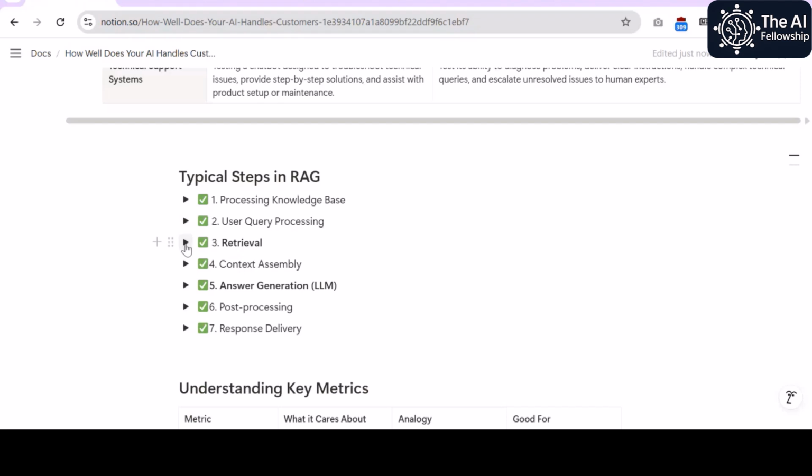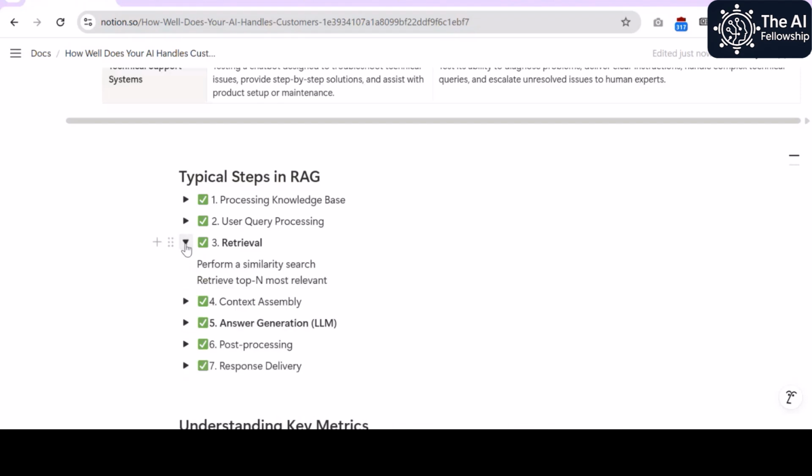Then retrieval. RAG stands for retrieval, augmentation, and generation. So they retrieve information, they augment it, and they generate the response. This is what happens in all of them.